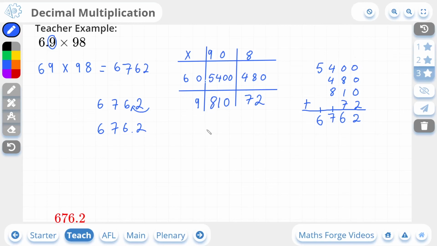And that's it for decimal multiplication. So just be careful about how many digits are behind the decimal point in the question, and then adjust your answer in the same way to get the true final answer.